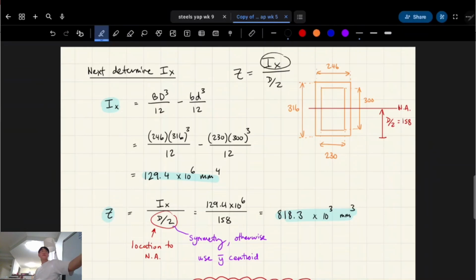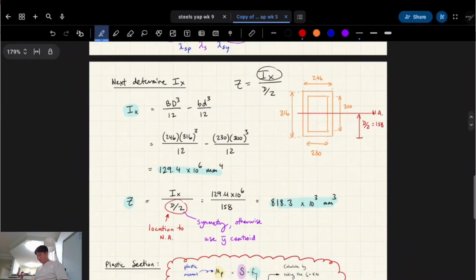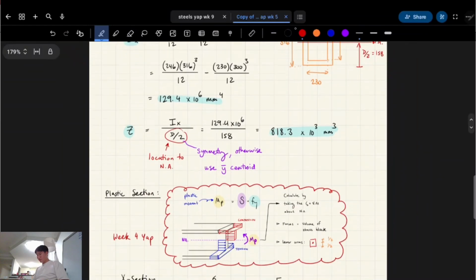It's pretty straightforward. If we have a rectangular hollow section, what we're doing is adding the moment of inertia of the big rectangle and then subtracting out the moment of inertia of the small rectangle. That's it, so it's actually quite straightforward. So we have Z now, done.